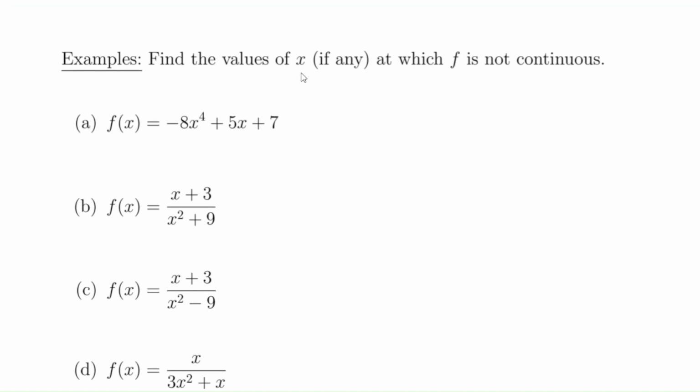Okay, find the values of x, if any, at which f is not continuous. Well, the first one is a polynomial, so this is continuous everywhere. So CTS will be my abbreviation for continuous. This is continuous everywhere.